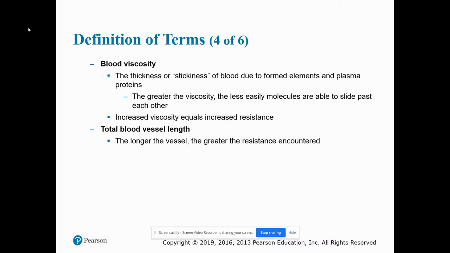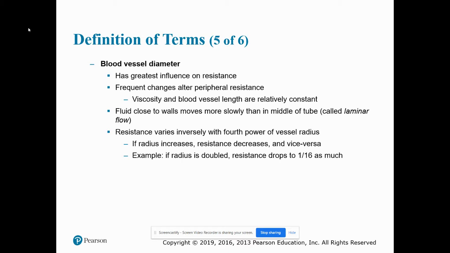Then we have total blood vessel length. The longer the vessel length, the greater the resistance encountered. And then finally, we have blood vessel diameter. Blood vessel diameter has the greatest influence on resistance, and this is because it can change. Certain vessels can vasoconstrict and vasodilate, and frequent changes are going to alter peripheral resistance. This is in contrast to viscosity and blood vessel length, which are relatively constant.